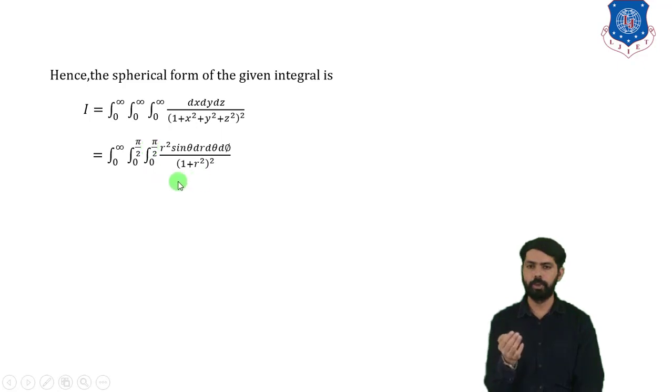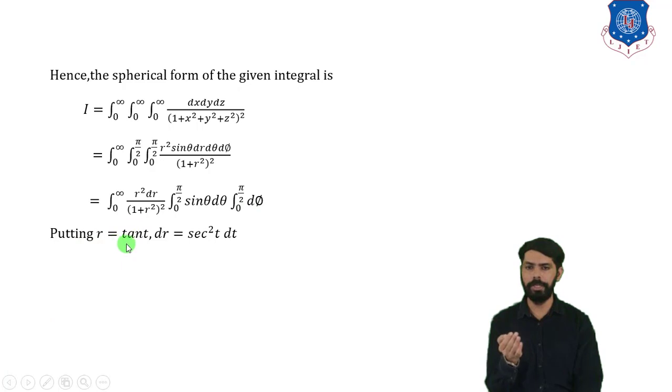So here, first of all we will integrate this function with respect to r, then with respect to theta, then with respect to phi. So this will be equal to the integral from 0 to infinity of r square dr divided by (1 plus r square) whole squared, into the integral from 0 to pi by 2 of sin theta d theta, into the integral from 0 to pi by 2 of d phi. To solve this integration, we will put r equal to tan t. Therefore, if r is equal to tan t, then dr is equal to sec square t dt, because the derivative of tan t is sec square t.